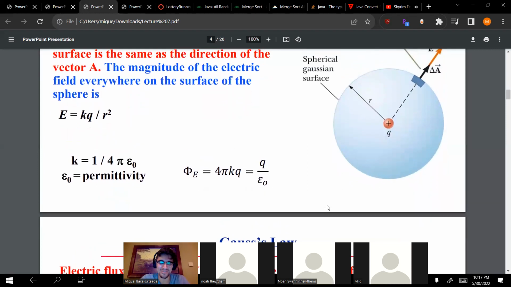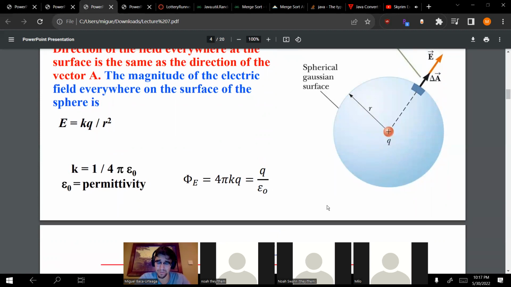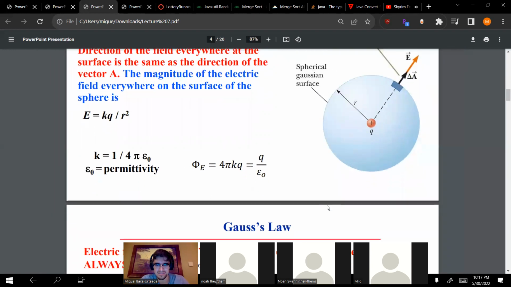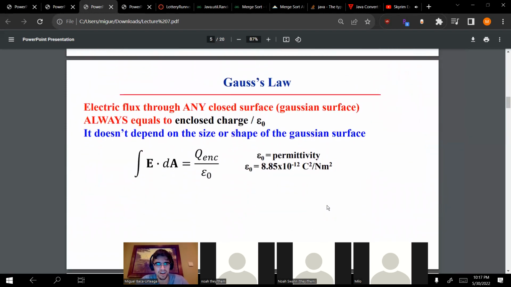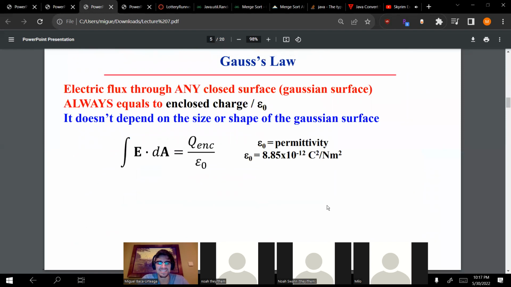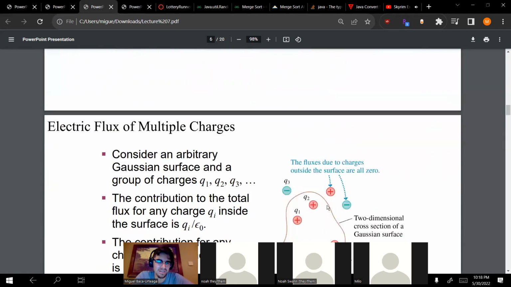So we have the flux of the electric field is equal to 4 pi k times the charge, which is also equal to the charge over epsilon naught. The value of epsilon naught is 8.85 times 10 to the negative 12 coulomb squared. Electric flux through any closed surface always equals the enclosed charge divided by epsilon naught. That is so straightforward. Just get the charge of the thing and divide it by epsilon naught. That's all it is.